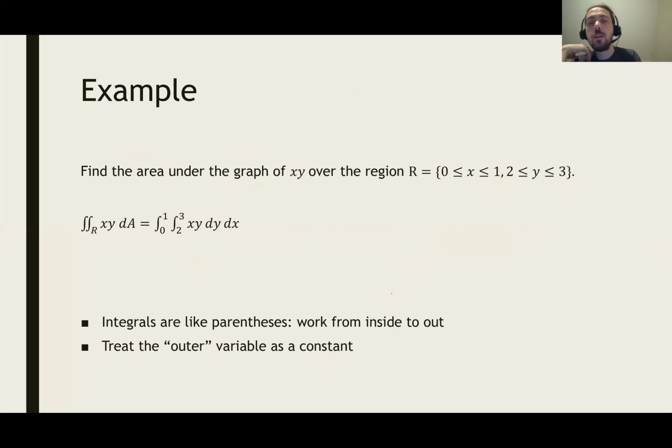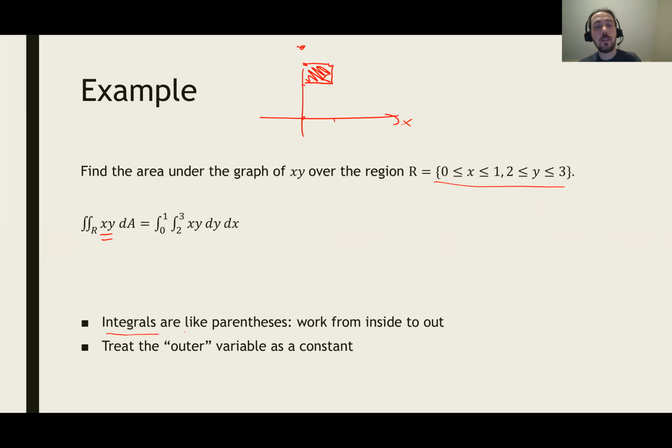So here's an example. Let's say we've got this region R. It's the region of all those points inside the xy plane where x is between 0 and 1, and y is between 2 and 3. So it's, in fact, a square region up here. If we want to calculate the double integral of this function, x times y, with respect to area, we do an integral from 0 to 1 and an integral from 2 to 3 of x times y dy dx.